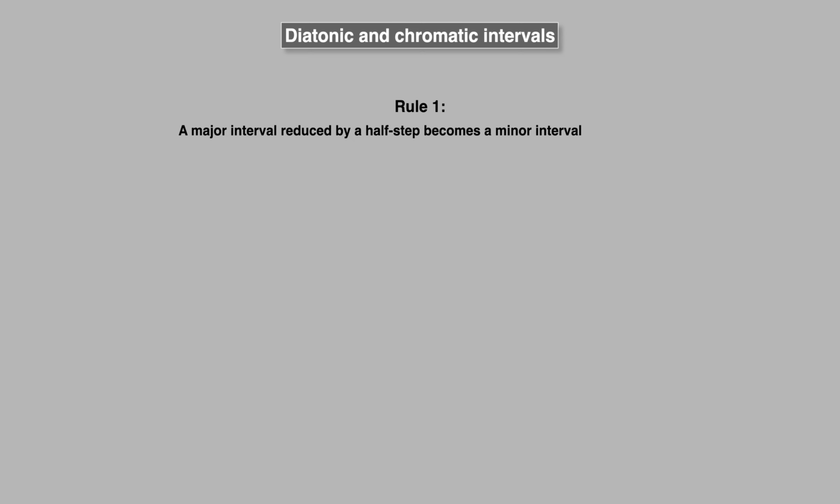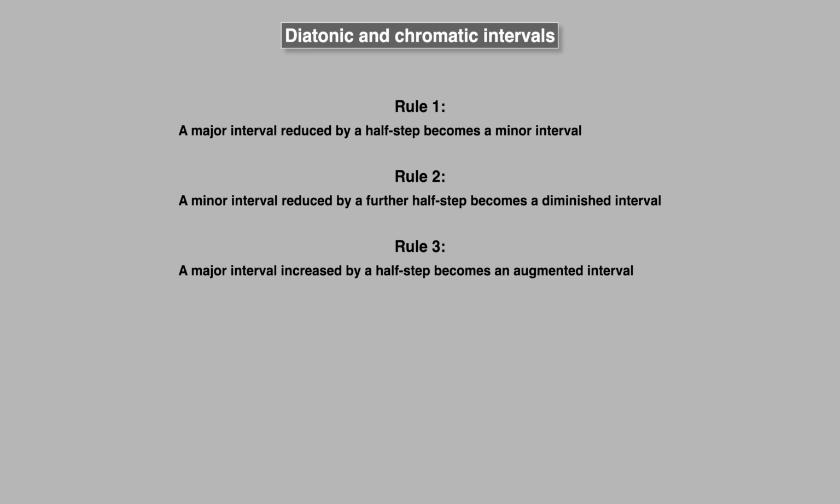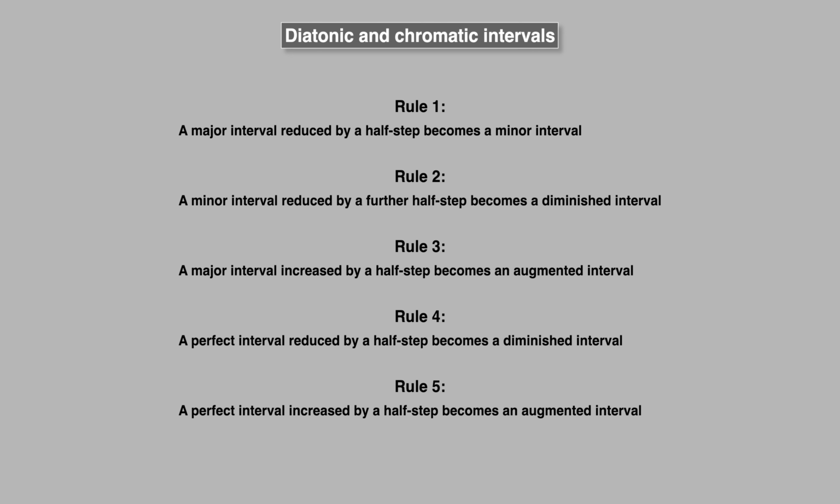1. A major interval reduced by a half step becomes a minor interval. 2. A minor interval reduced by a further half step becomes a diminished interval. 3. A major interval increased by a half step becomes an augmented interval. 4. A perfect interval reduced by a half step becomes a diminished interval. 5. A perfect interval increased by a half step becomes an augmented interval.